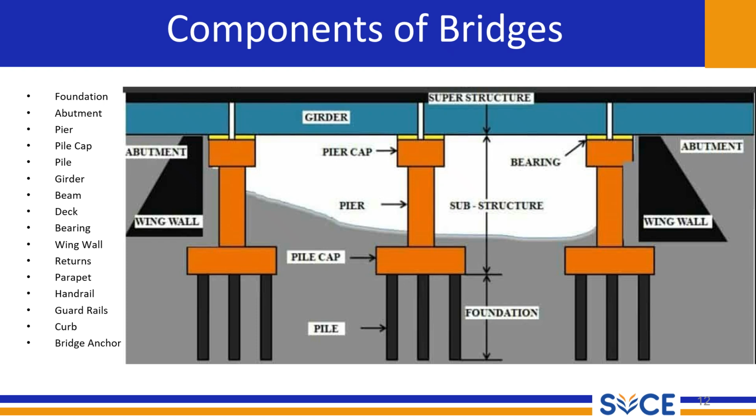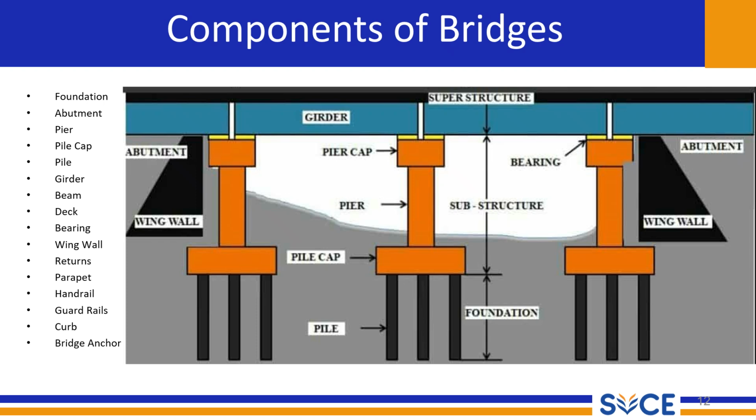So coming to the substructure, we have the piers, abutments and the wing walls. The piers are the vertical supports that stand between the abutments and transfer the load of the superstructure to the foundation. The abutments are the end supports that retain the earth embankment and transfer the load to the foundation. And the wing walls extend from the abutment to retain the earth fill of the approach roadways.